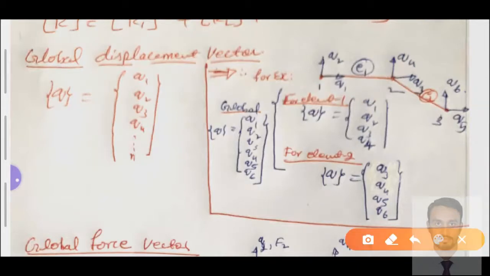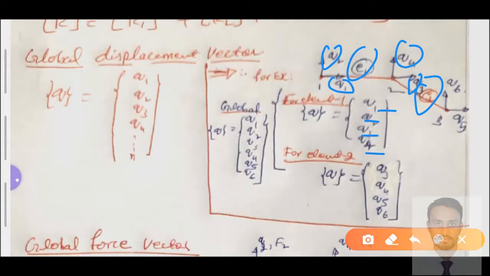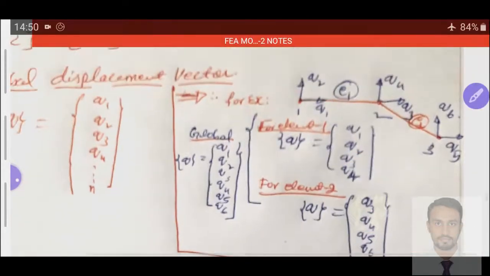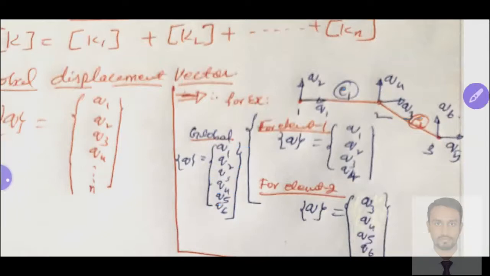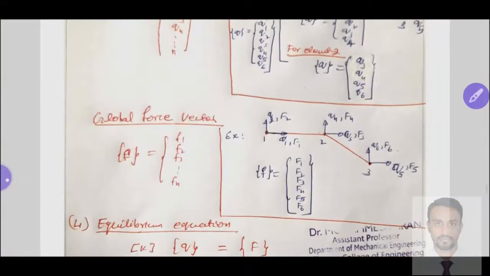I have considered a 2 bar truss element to define that global displacement vector. We have element number 1 and element number 2. For element number 1, the elemental displacement vector is q1, q2, q3, q4, and for element number 2 it is q3, q4, and then q5, q6. The global displacement vector comes in continuously here: q1, q2, q3, q4 at node number 2, q5, q6 at node number 3.